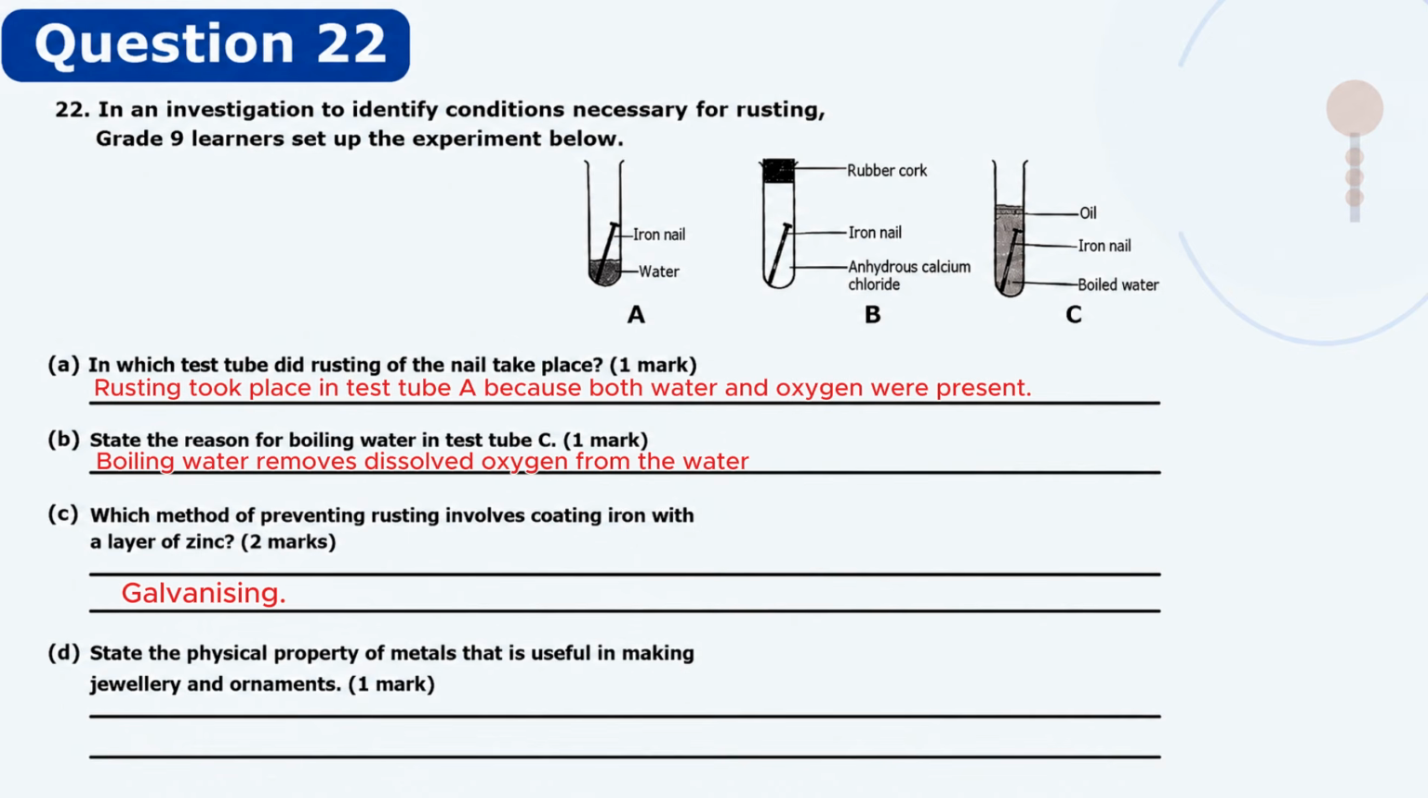And then question D, state the physical property of metals that is useful in making jewelry and ornaments. In this question, we are supposed to talk about the property useful in making jewelry, and that is called luster. Metals are shiny and attractive, making them suitable for jewelry and ornaments. So when we are making jewelry and ornaments, we want those metals to look shiny. That is why we call it luster.